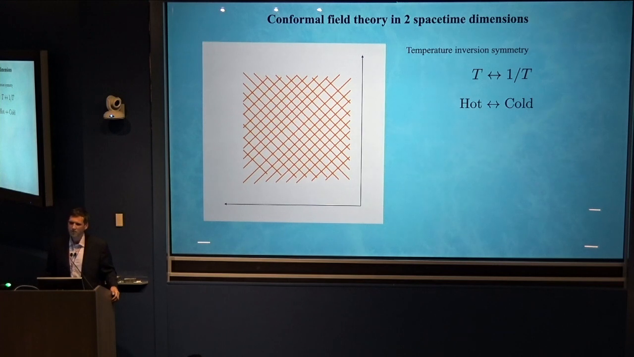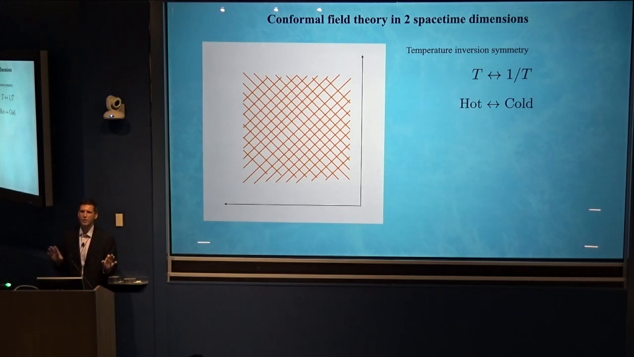Theories like this are actually invariant under taking the temperature T and replacing it by the inverse temperature, 1/T. This is a symmetry that relates hot things to cold things. It's a hot-cold symmetry, which is a bizarre feature, but it's true in these sorts of systems. So that's the physical input that we're going to use. We're going to use this hot-cold symmetry.